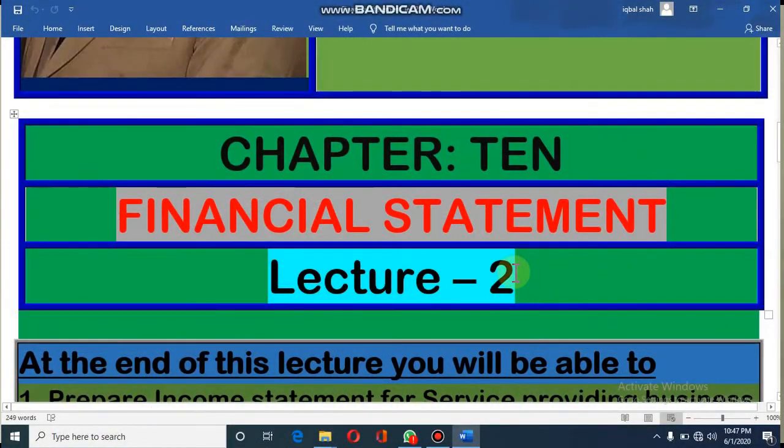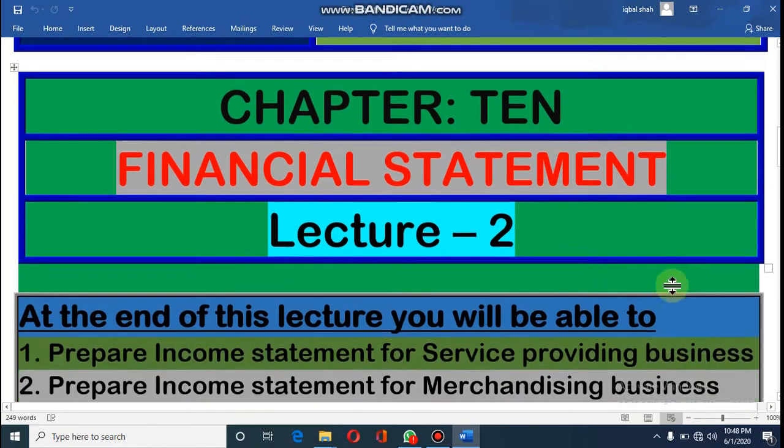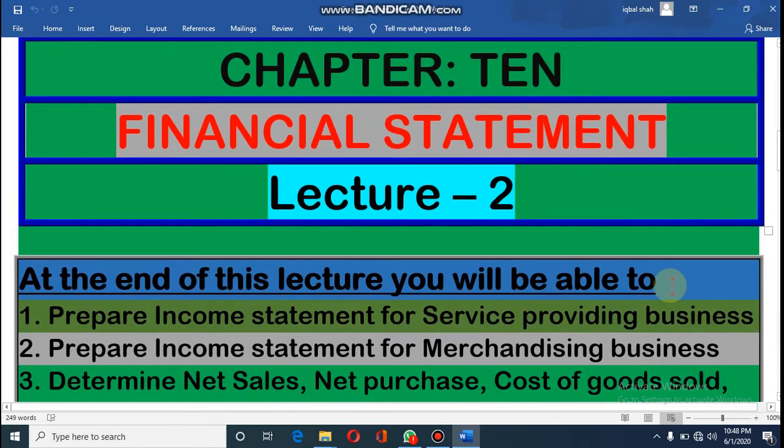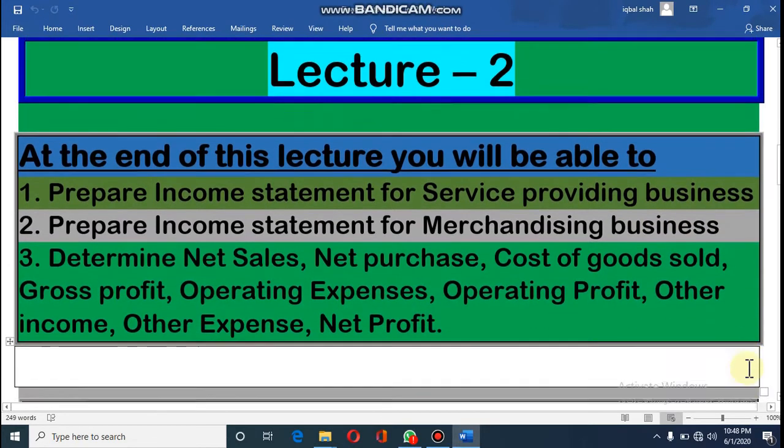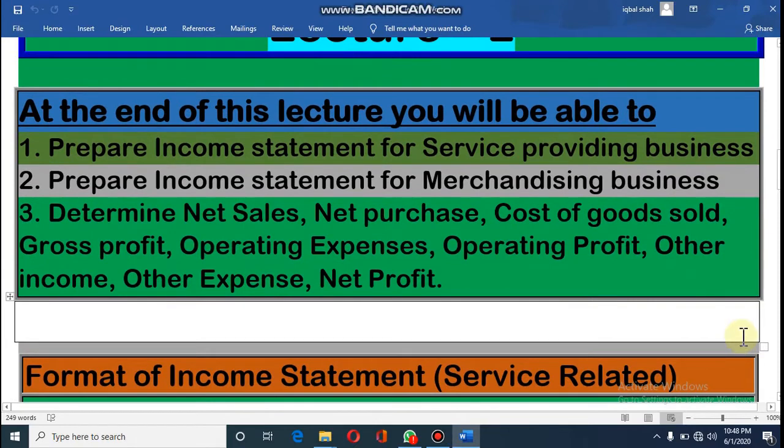Today we'll discuss chapter 10, which is financial statements. This is our second lecture on this chapter. Dear student, at the end of this lecture you will be able to prepare an income statement for a service providing business. You will also be able to prepare an income statement for a merchandising business.